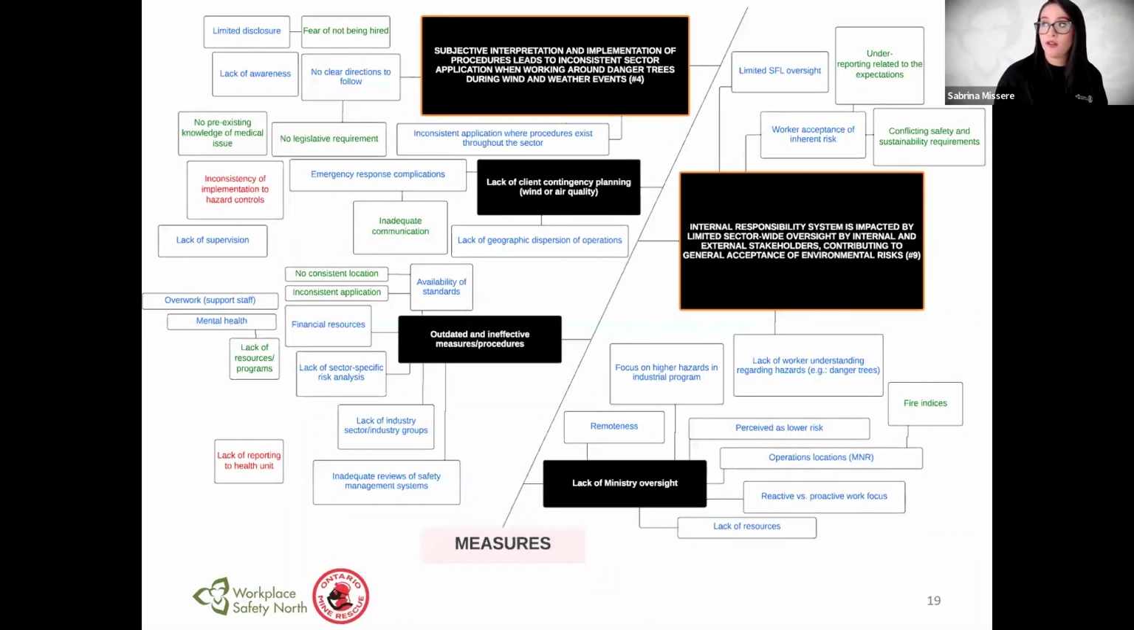So that subjective interpretation and implementation of procedures leads to inconsistencies in the sector application when working around danger trees and during wind and weather events. And then again, that IRS, the internal responsibility system, is being impacted by limited sector-wide oversight, both by internal and external stakeholders.